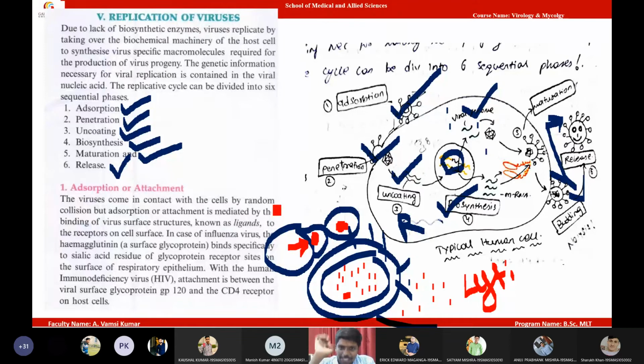The first step is attachment. Attachment means the virus will attach to the cell. Now listen, students, this is very important. Each and every cell of our body has cellular receptors, their own specific receptors. Now we are coming to the level of the cell, and we are discussing only cell properties. Listen.